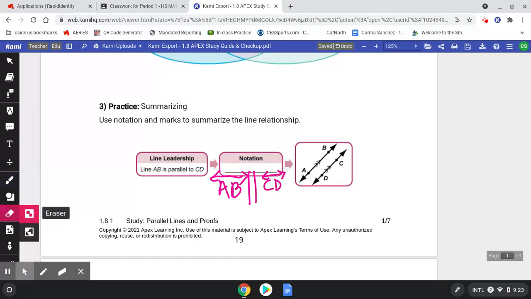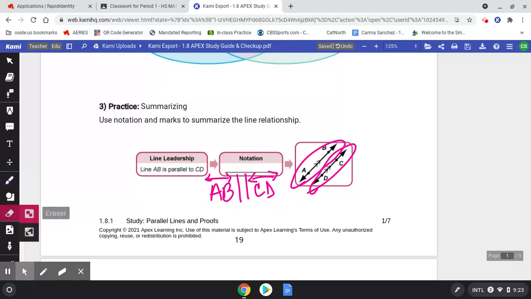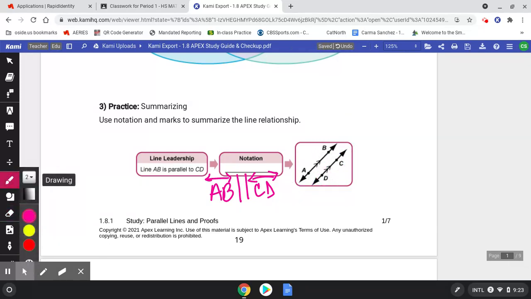Okay, so notice when I'm writing this, how we put the notation for each section. So line AB with the two arrows is parallel to line CD with the two arrows, okay? And how do we draw that picture? We're showing these two lines, AB and CD, and notice the little symbols right here. These symbols stand for parallel. Almost looks like two little matching arrows, and those mean parallel. Those are the notation that tell us two lines are parallel.